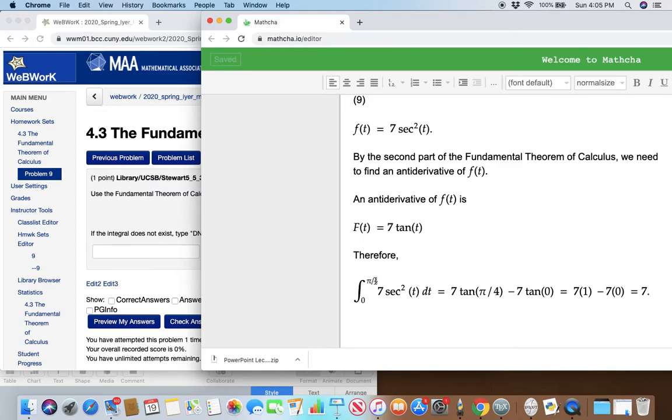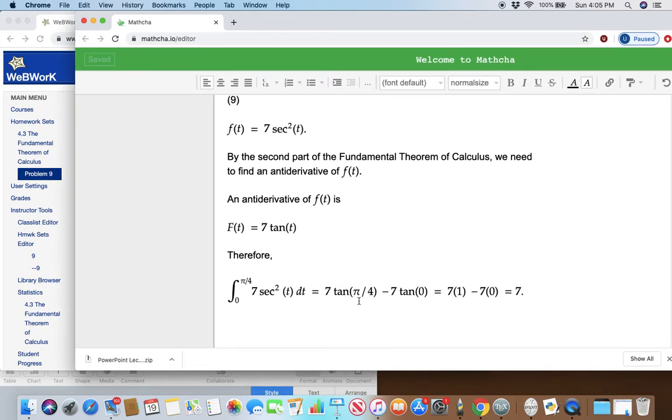The integral from 0 to pi over 4 of 7 secant squared t dt is: evaluate the antiderivative at the upper limit minus evaluate the antiderivative at the lower limit. Tan of pi over 4 is 1. Tan of 0 is 0. So 7 times 1 minus 7 times 0 is 7.